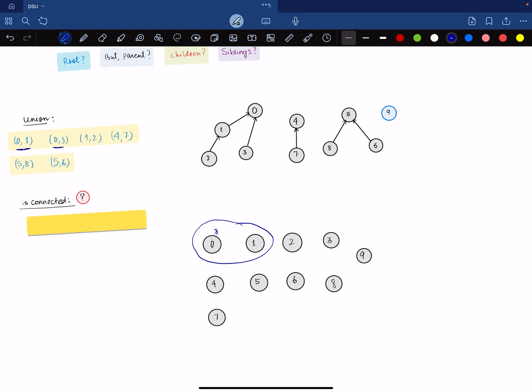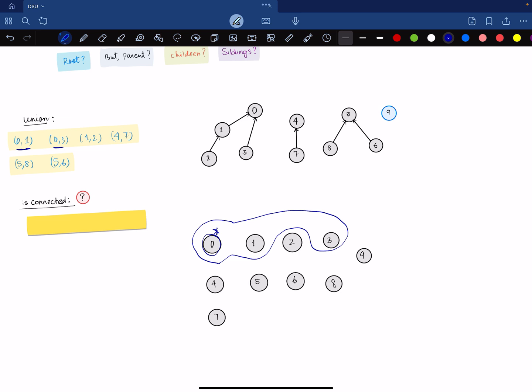Let us connect it. We have 0 over here. We have 3 over here. Let us consider 0 as the root for 0 and 3, and let us add 3 to this set. So this will look something like this now. So this is a new set.